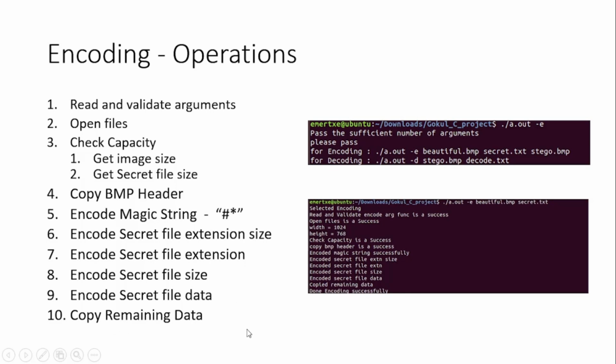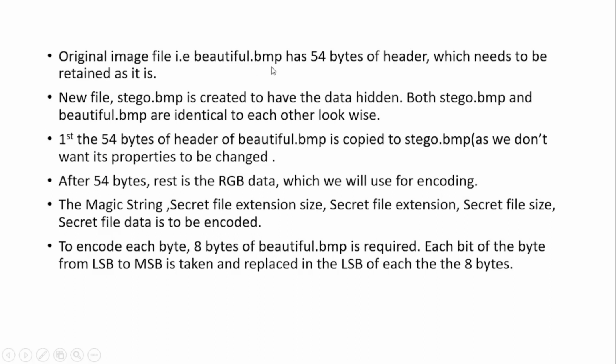All of these data will be taken into consideration, and we will check whether the image is capable of encoding all this data. If it is capable, then we will start the encoding process. First of all, we will copy the BMP header. Originally, we are using beautiful.bmp, and it has 54 bytes of header data, which needs to be retained for the stego image. So the stego image will also have the same header. The first 54 bytes, since it is the header, will be copied directly.